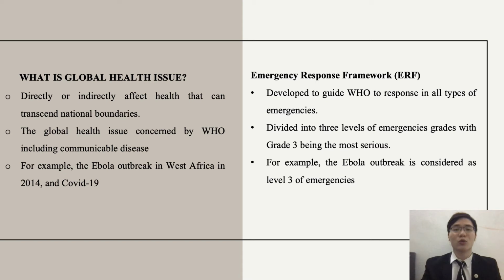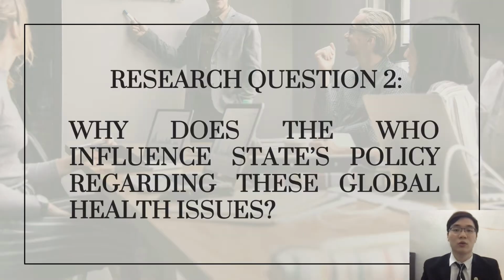In response to the increasing number of global health emergencies, the emergency response framework has also been developed to guide WHO in responding to all types of emergencies. Basically, the framework is divided into three levels of emergency grades, with grade 3 being the most serious. For example, the Ebola outbreak is considered a level 3 emergency, so such crises may urgently require a wide range of healthcare services from WHO.